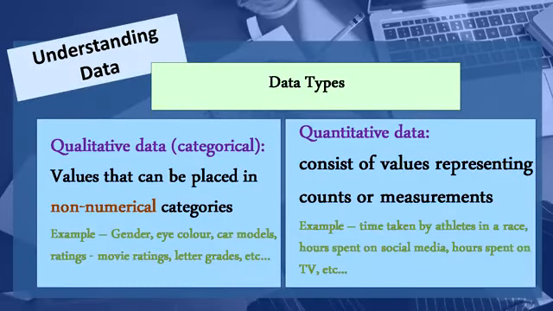So another set of data is quantitative data. Quantitative data consists of values representing counts and measurements. Examples of quantitative data are the time taken by an athlete to complete 100 meters or 400 meters, or the number of hours an individual spends with the mobile, with social media, or with the television, prime time news. So here we are measuring behavior in terms of numbers. 9 hours or 6 hours we are spending with a particular activity.